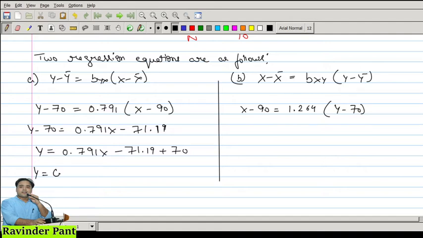y is equal to 0.791x. यहाँ बताइए यहाँ क्या आएगी वैल्यू? 1.19. Is it okay? Yes, sir. All right. So now we have this y on x regression line equation ready.